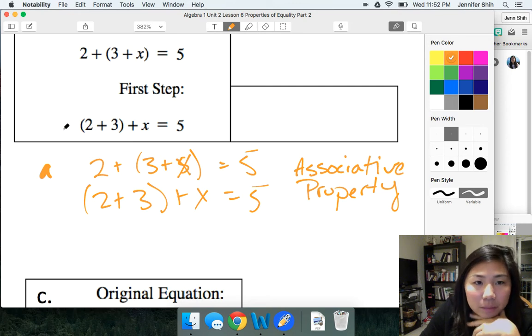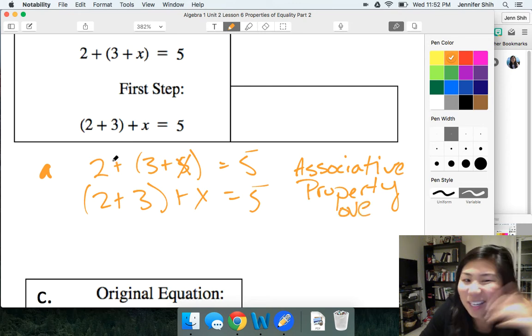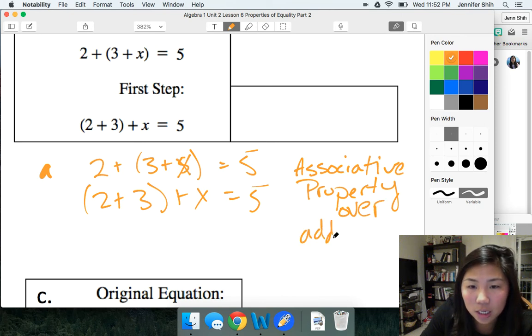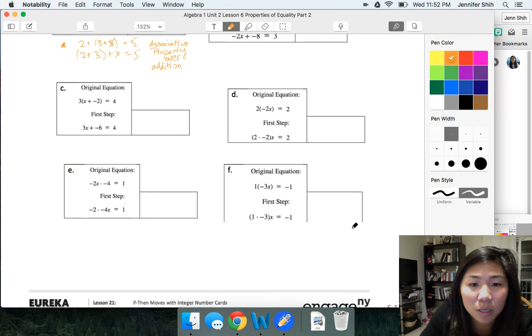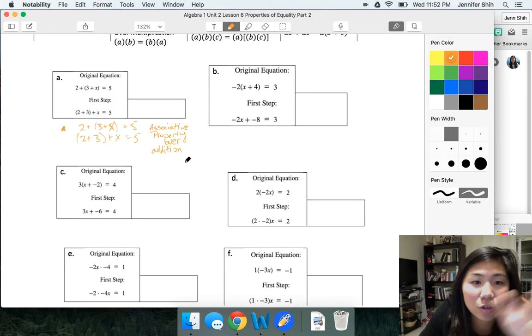And then you say over, and then you decide, is this addition or multiplication? Then you say over addition. Maybe it says of addition, but addition is the other word. So you are going to do this 5 more times.